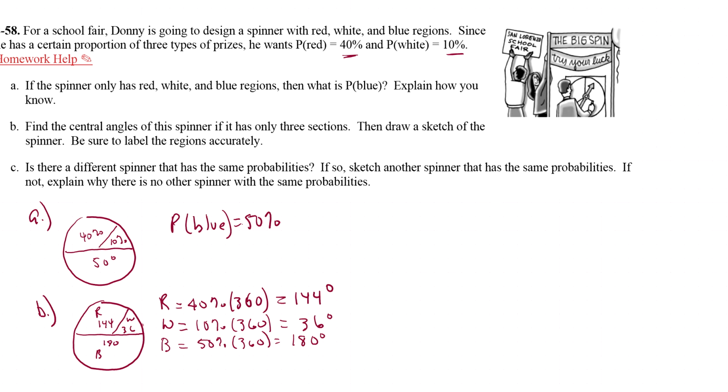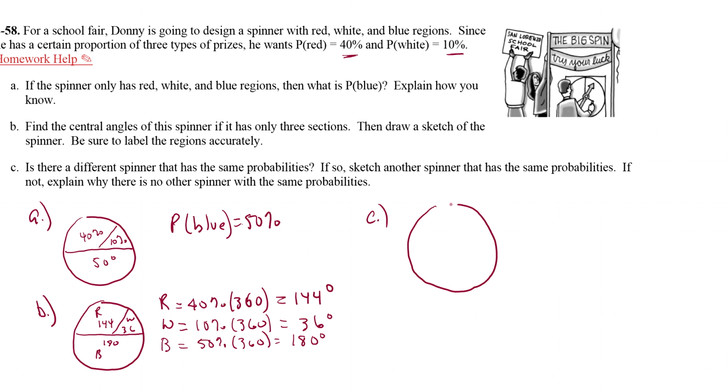All right, so the last question, C, it says, is there a different spinner that has the same probabilities? If so, sketch another spinner that has the same probabilities. If not, explain why there is no other spinner with the same probabilities. Okay, so as I was thinking about this problem, I kept thinking about it with blue as 50%, but they didn't give us a criteria of what blue needed to be. They only gave us the criteria of what red needs to be.